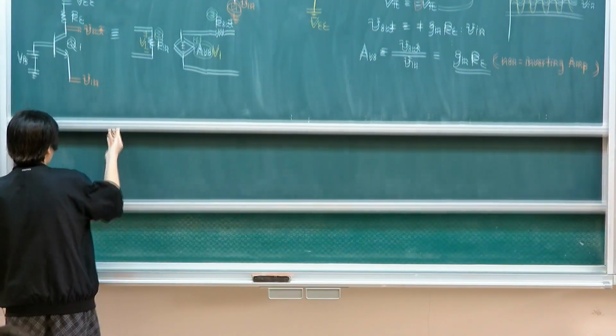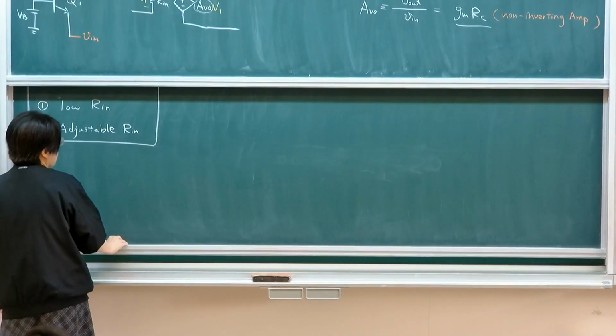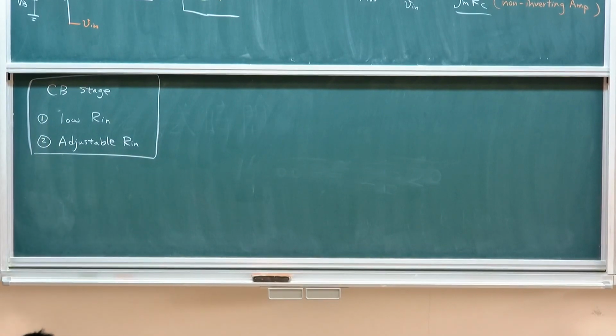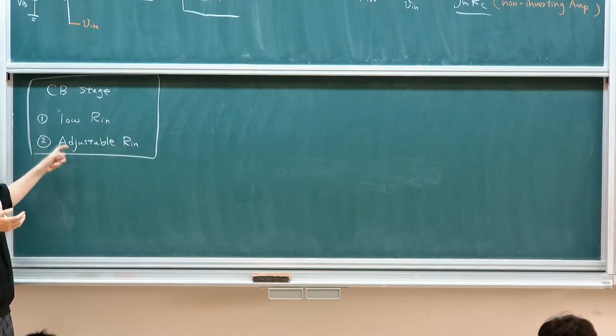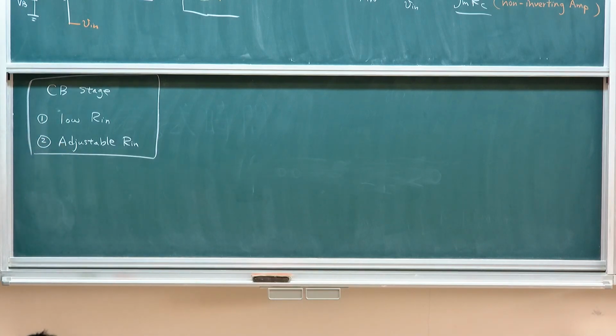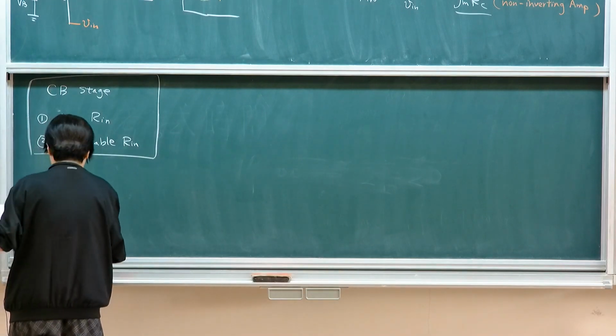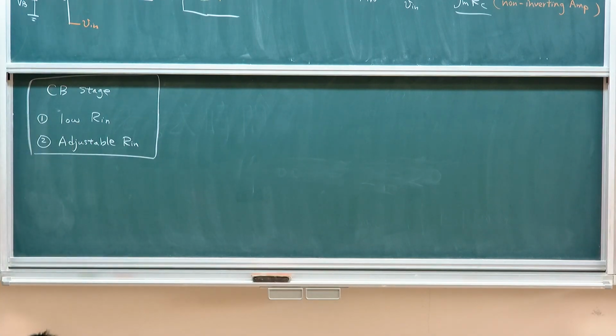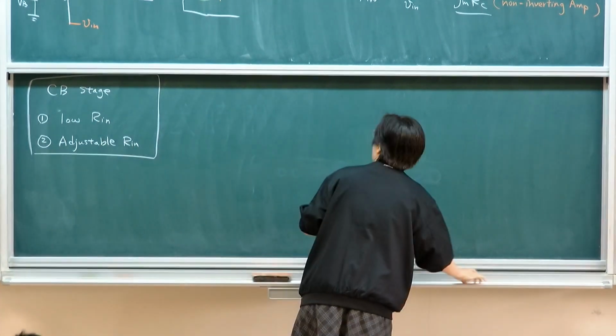As I said, input resistance is the key factor when one designs a common base stage. We want to make sure that a common base stage will have a low input resistance or adjustable. You want to make sure that you can design it. So that's very important. Let's look at its input resistance. So we're going to also draw our small signal equivalent model.